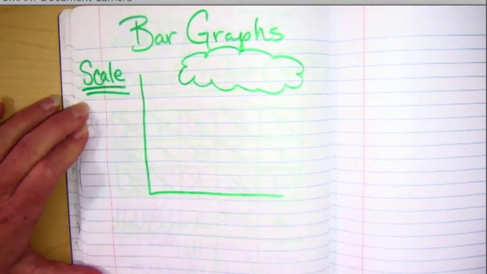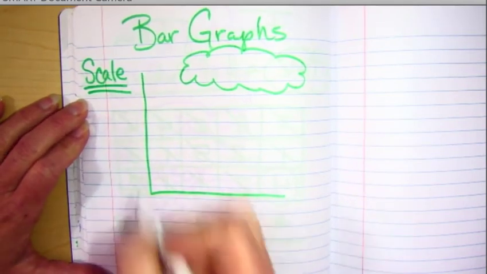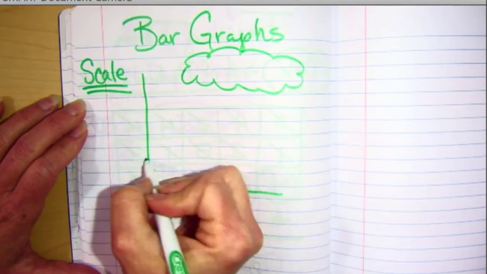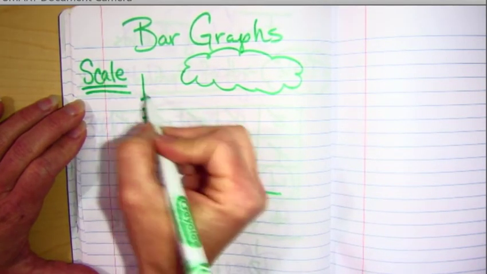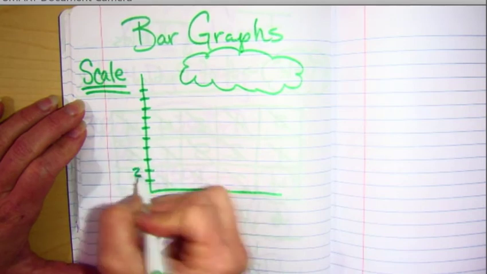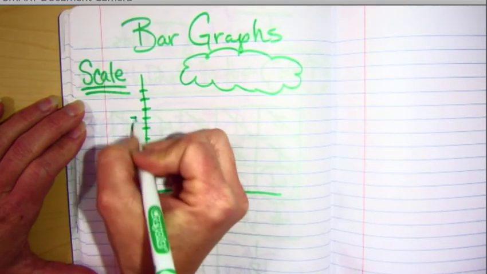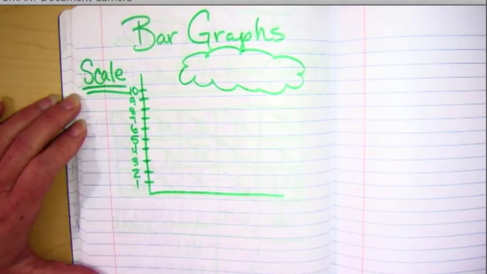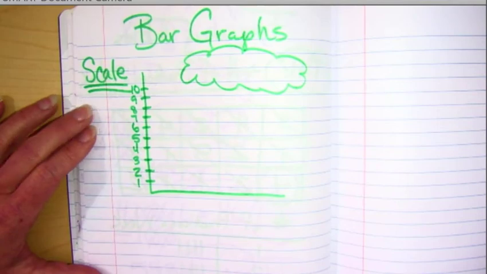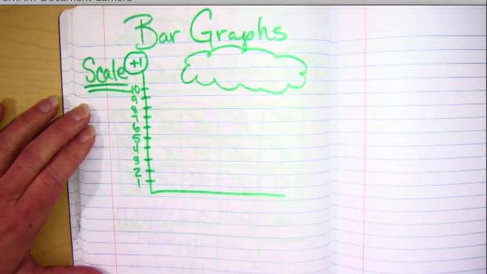This is a new word, but if you think about it, if I want to show data on my table and I have numbers 1, 2, 3, 4, 5, 6, 7, 8, 9, 10. What am I counting by here on the y-axis? Ones. My scale is going to be +1 because I'm counting by ones.